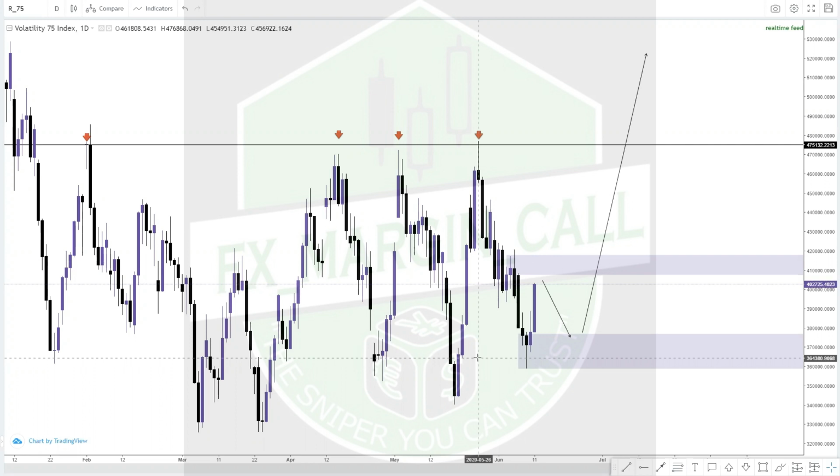So it doesn't make a deeper retracement. Once it starts pushing to the upside, chances are it will push to the upside until that entire move is done. So we can expect a bit of a push to the upside up until the resistance level.